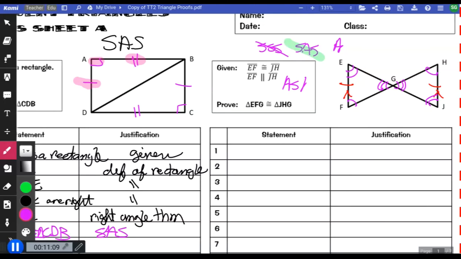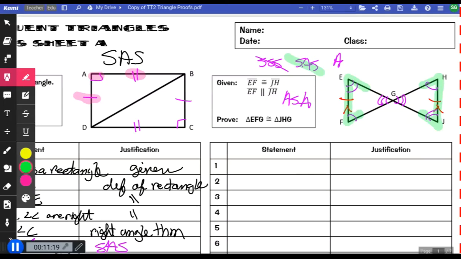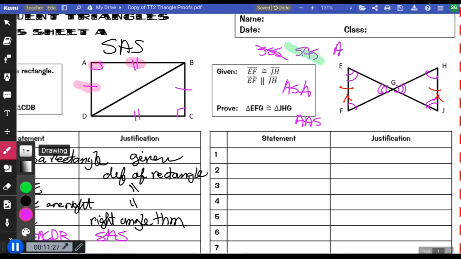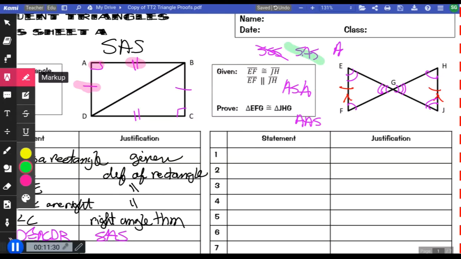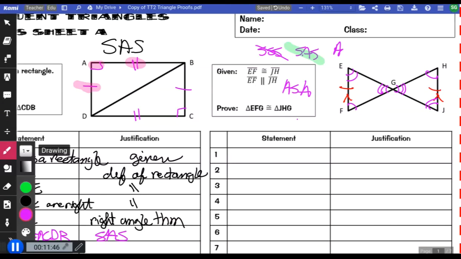Also, I could do angle, angle, side. That would look like using one of these G's. So you can pick which one you'd rather do. I'm going to do angle, side, angle. Okay. So that's my plan. So I've got EF congruent to JH. And don't forget those symbols because that was given.